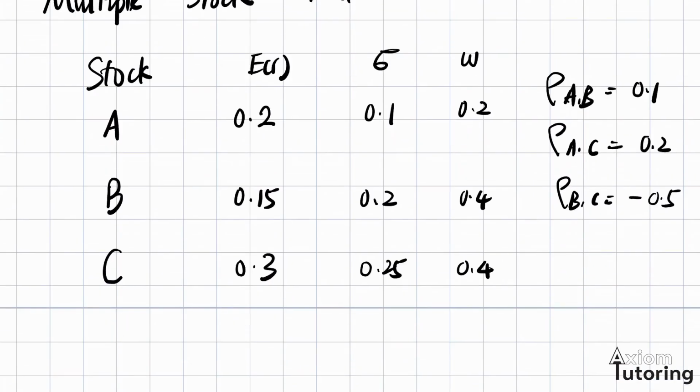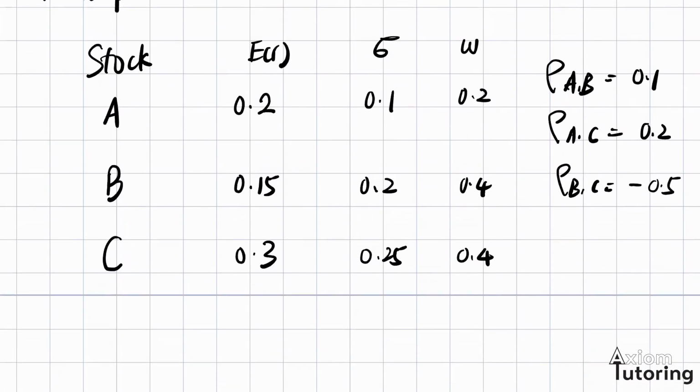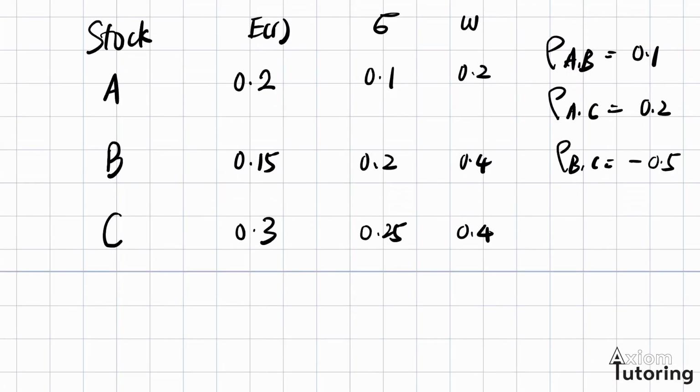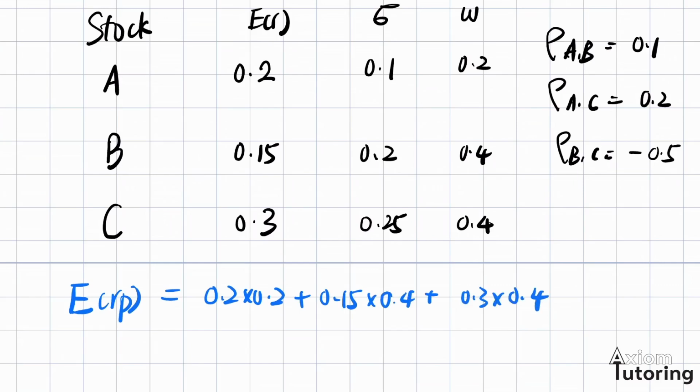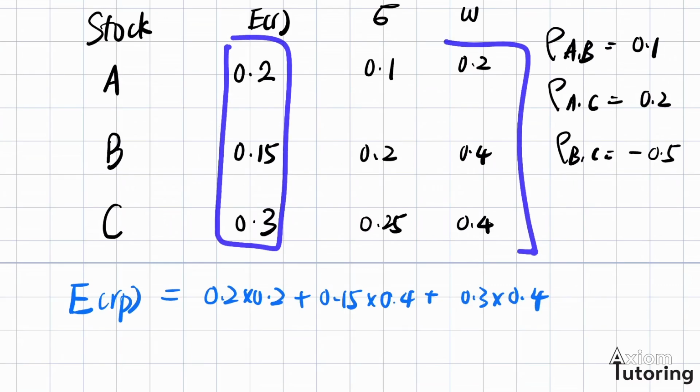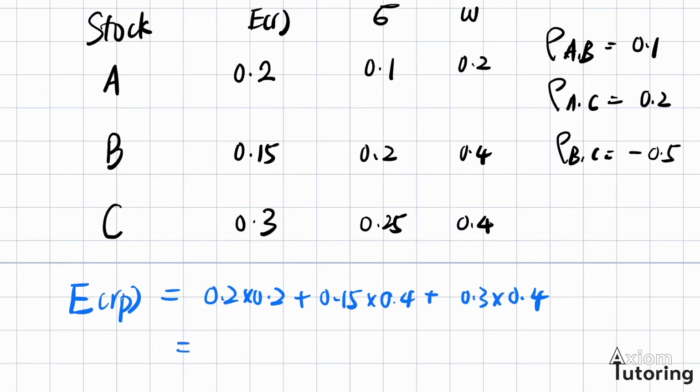So let's begin with the simple one, which is the return. The return for such a portfolio is still pretty simple. It's going to be the weighted average of the individual expected returns. So the expected return for the portfolio is going to be 0.2 multiplied by 0.2 plus 0.15 multiplied by 0.4 plus 0.3 multiplied by 0.4. Basically these 2 columns, and then it should give me 0.22 or 22% as the average return for such a portfolio.